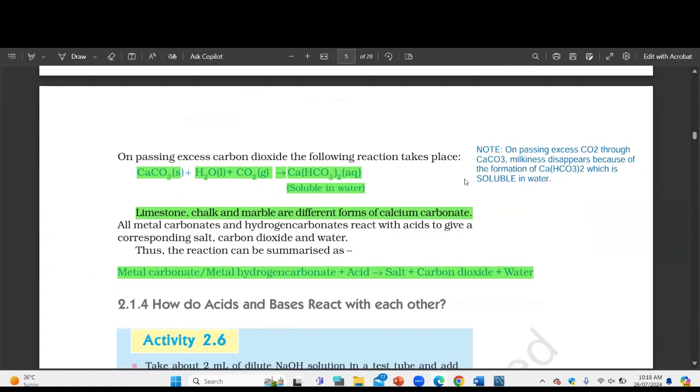But when we pass excess carbon dioxide into the same solution, the calcium carbonate solution, we find out that the solution, which was milky in the beginning, loses its milkiness, because the solution changes from calcium carbonate to calcium bicarbonate, which is soluble in water. And since it dissolves in water, it is no longer a precipitate. And because of that, the milkiness disappears and you see more of a clear solution.